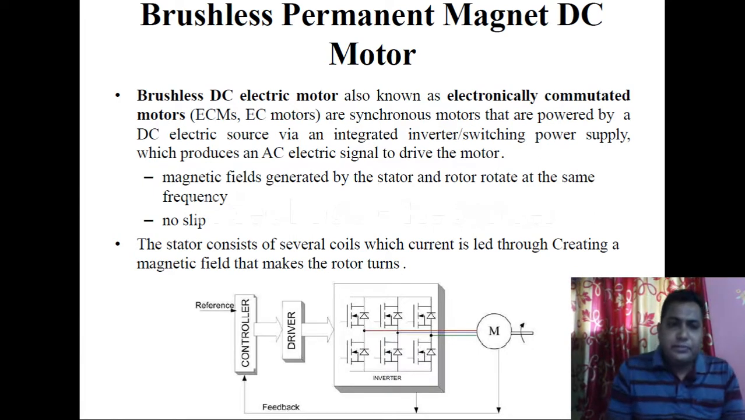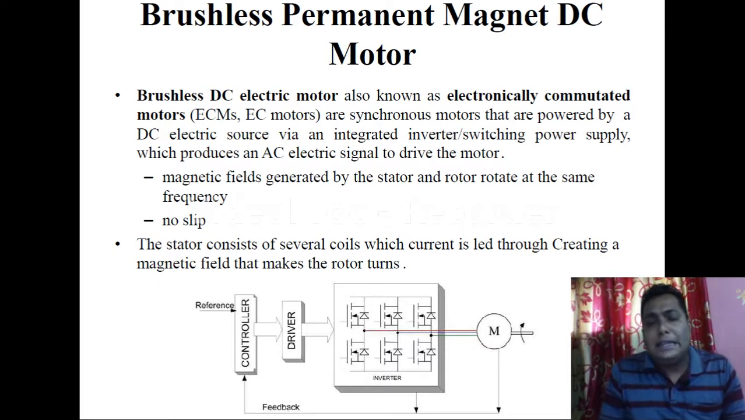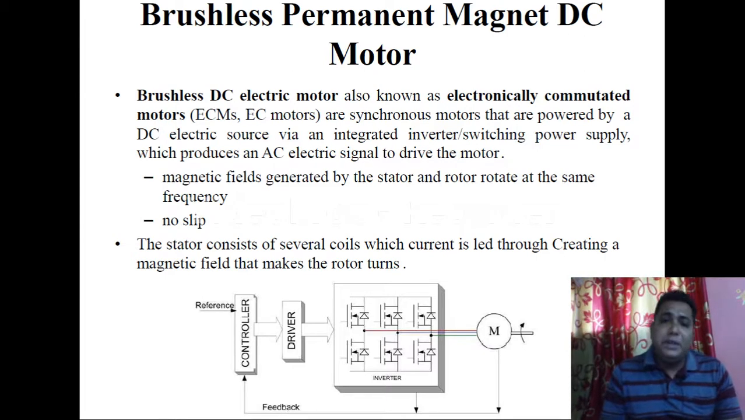Okay, so the magnetic fields generated by the stator and the rotor rotate at the same frequency. In this case, one more thing is that the rotor always rotates at the speed at which the flux is rotating. That means the rotor is rotating at the synchronous speed.